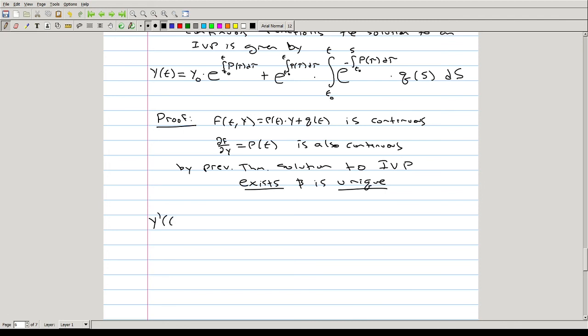You have that y prime of t is the derivative of this first expression with respect to t, and the derivative of an exponential by the chain rule is going to be the exponential times the derivative of what's in the exponential, which we have a definite integral in that exponential. The derivative of a definite integral with respect to t is just going to be this function, the integrand, as a function of t. So by the chain rule, then, this is going to be equal to y naught times p of t e to the integral from t naught to t of p of tau d tau.